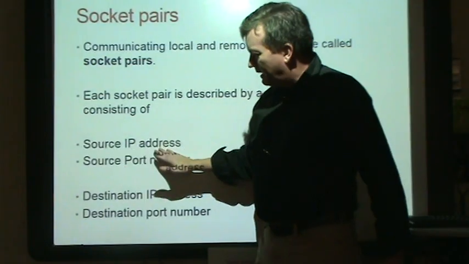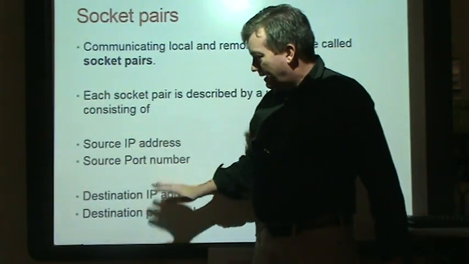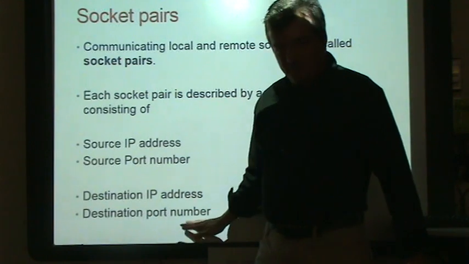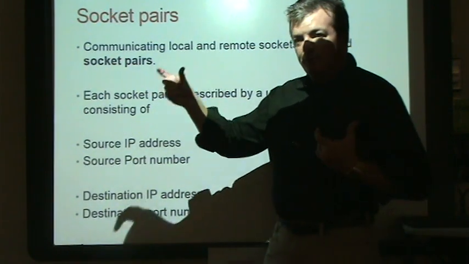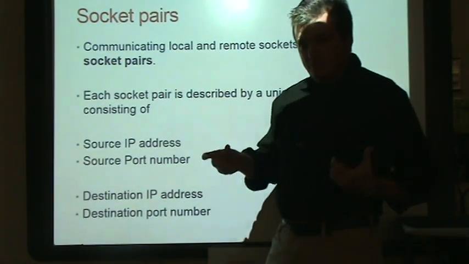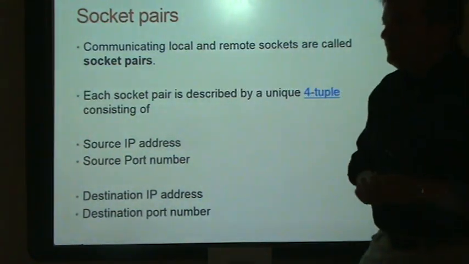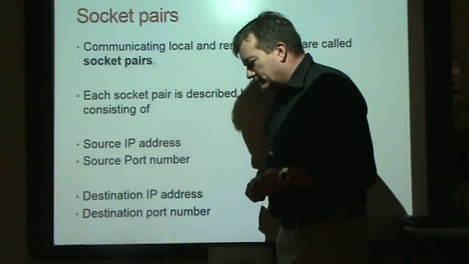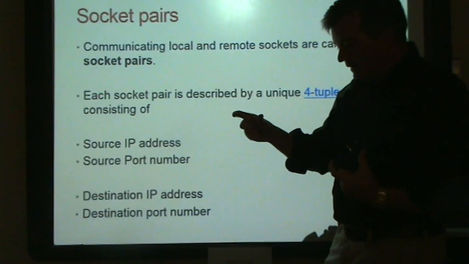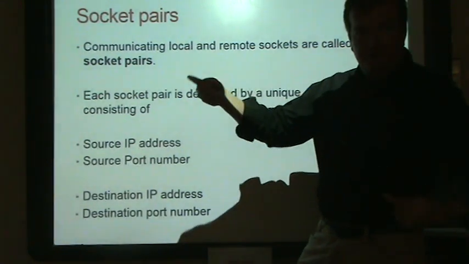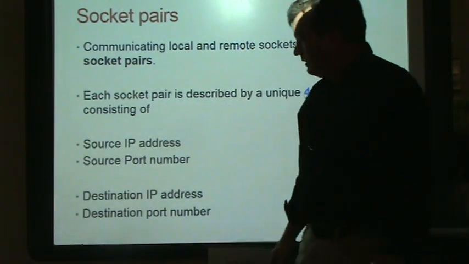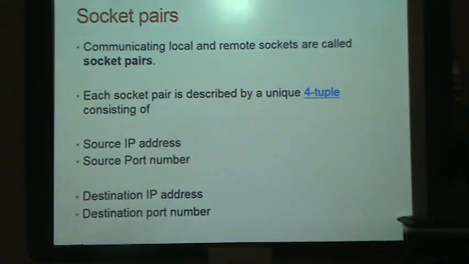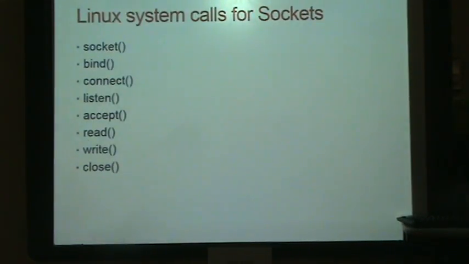Okay, so a socket pair, two computers talking to each other, is defined as a four-tuple, which is the source IP address and the source port number, and the destination IP address and the destination port number. So two different machines, each having their own IP address on the internet, and then two processes running on those two machines, each having their own port number, are communicating back and forth. So that would be called a socket pair.